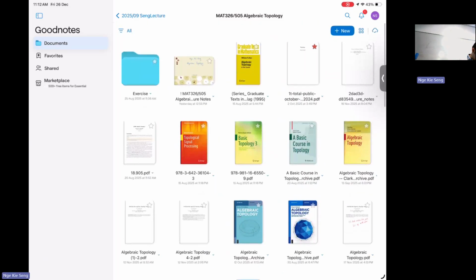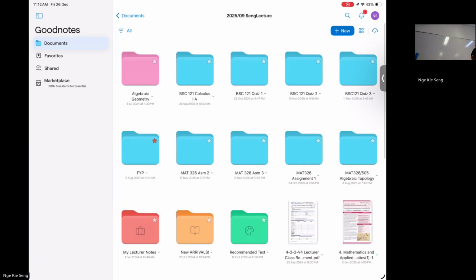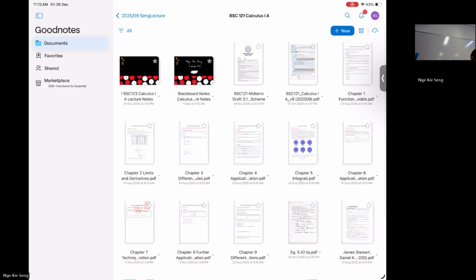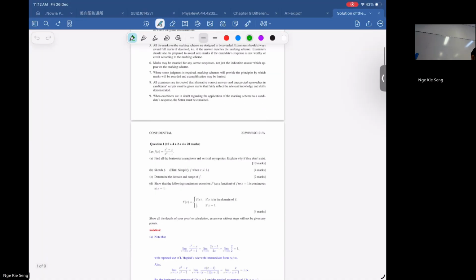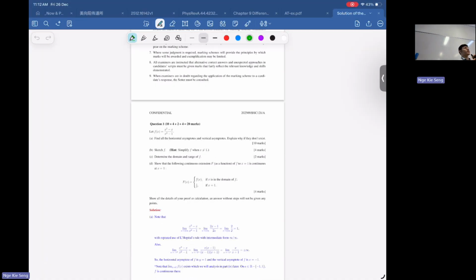Where is my solution? Let me find it. Here, yes. Okay, ready? You take picture, taking picture. Okay, let you finish first.